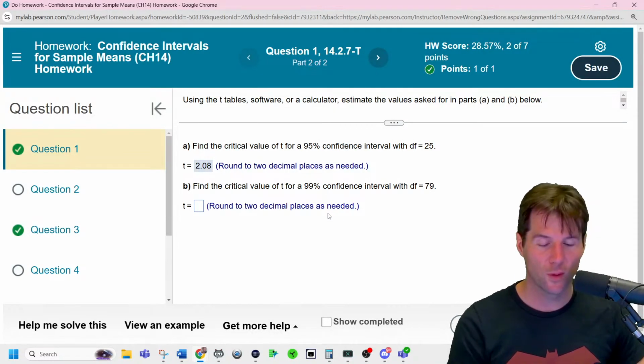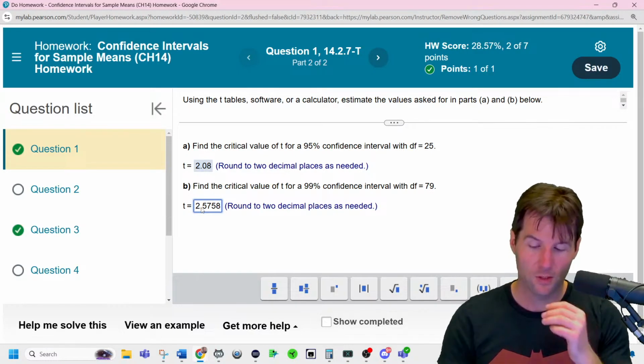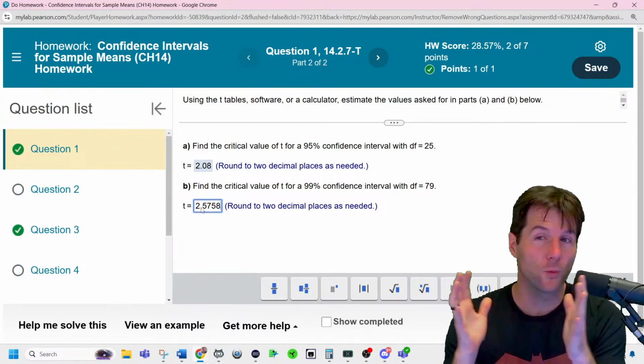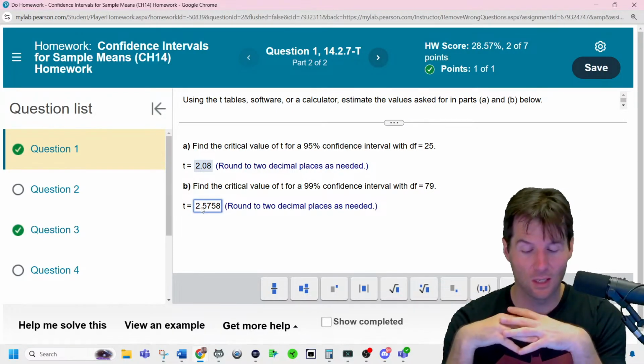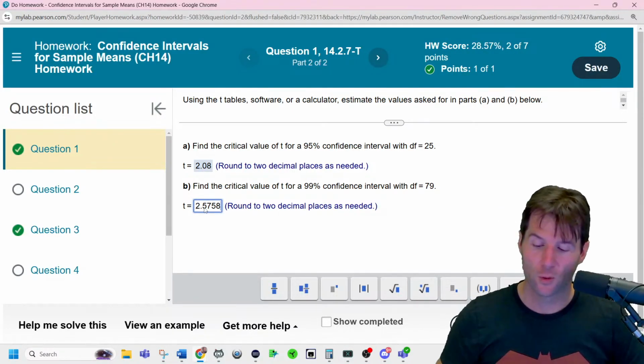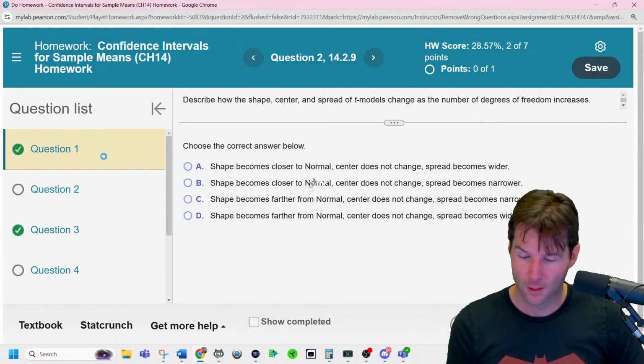99% confidence is 2.5758. This is pretty high degrees of freedom. So I know the z-score off the top of my head is 2.5758. The T is always wider, and as we get more degrees of freedom, it approaches the z. This is a pretty high degrees of freedom, so we're only going to go a little bit higher with 62. And we check it. We got it right.